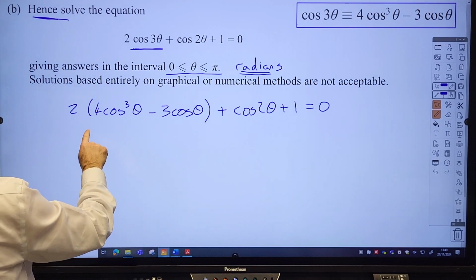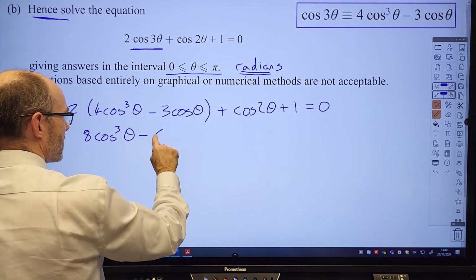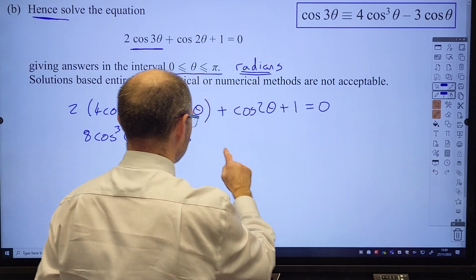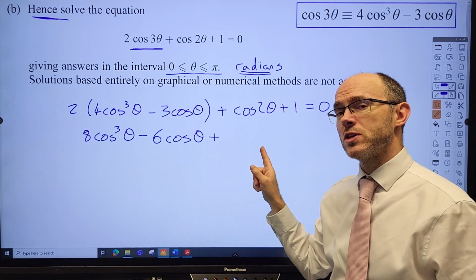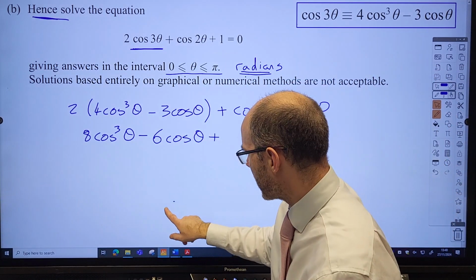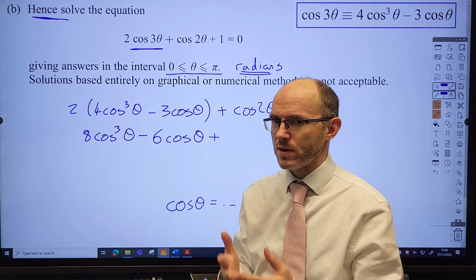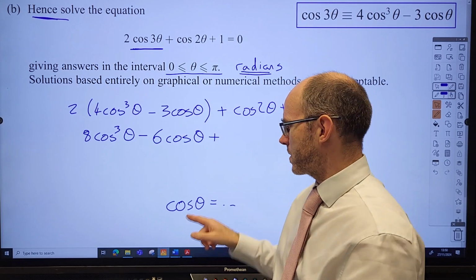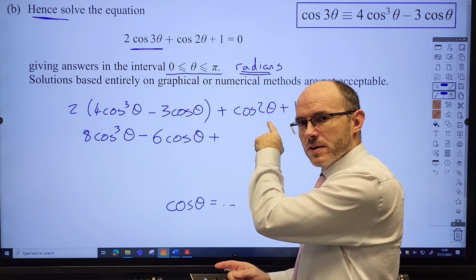Let's expand this. 8 cos cubed theta minus 6 cos theta. That's not a nice looking theta, is it? Let's do that again. Plus, right. Now, get to this bit. It's an equation we're trying to solve. What we want to do, let me just fast forward a little bit, is end up with something like this: cos theta equals something. So we can then use our beloved, trusted calculators to get a solution. Okay? But we've got cos 2 theta there, so we've got to deal with that.